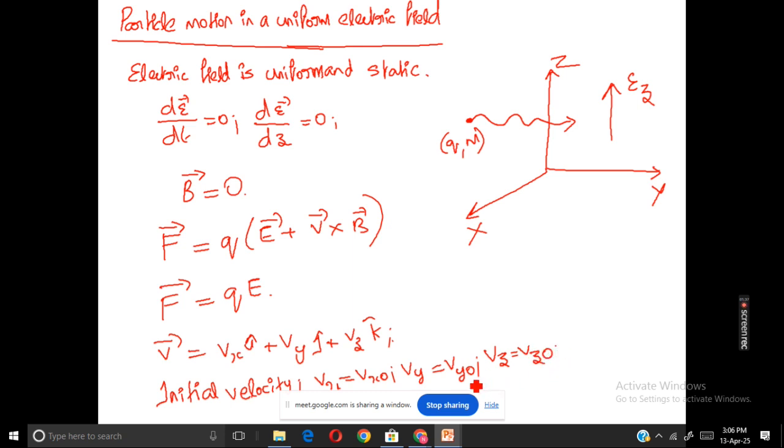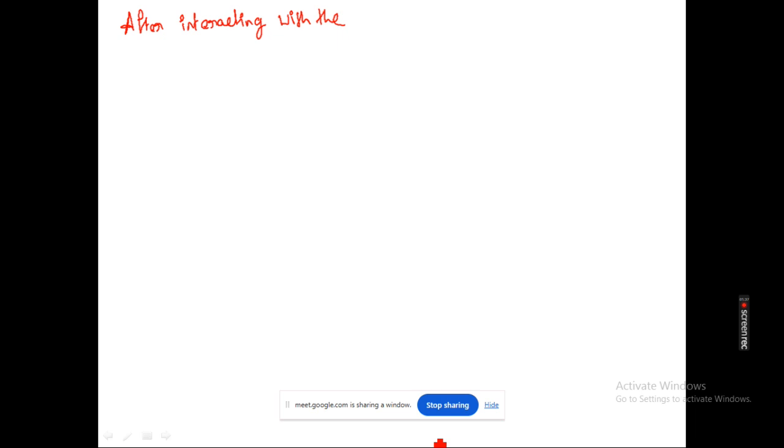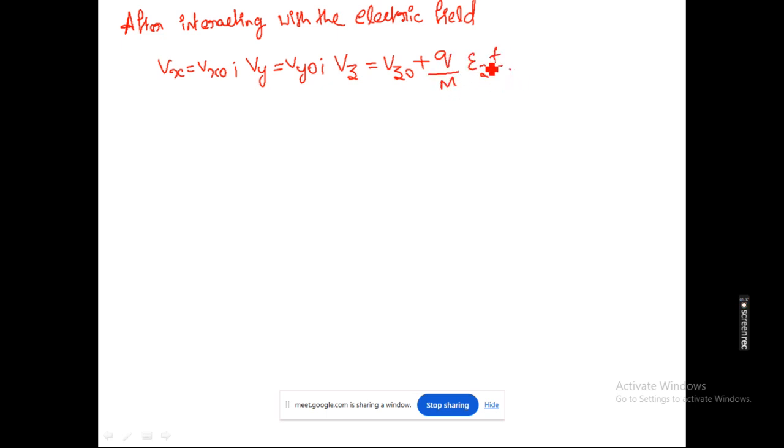After the particle interacts with the electric field, the velocity of the particle becomes Vx equal to Vx0 itself, Vy equal to Vy0, and Vz becomes Vz0 plus q by m into Ez into t.